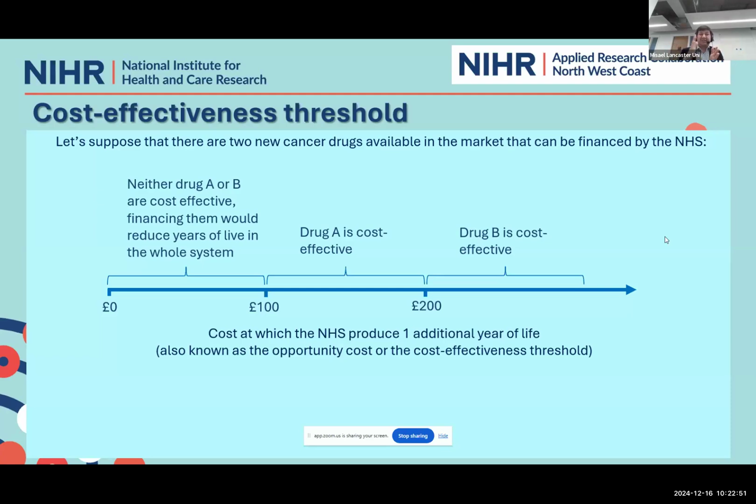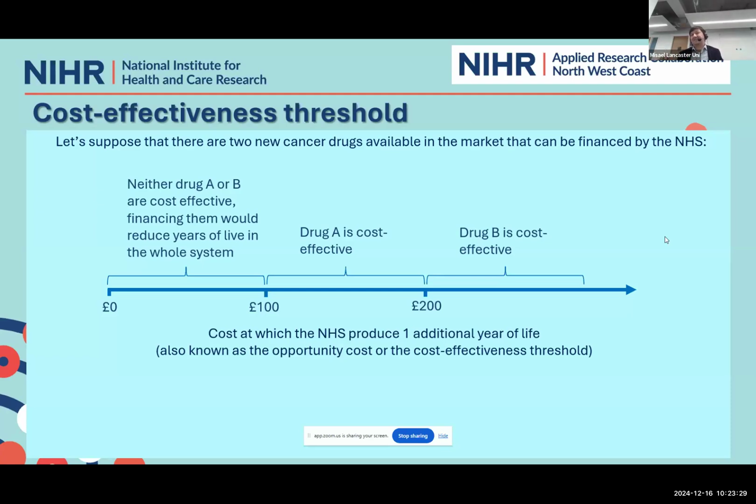From 100 to 200, drug A is cost effective, which means it will produce more years of life than the NHS overall, and also than drug B, because drug B from 150 will have a positive cost effectiveness value, but they still will be lower than drug A. And then for values higher than 200, drug B will be cost effective and will be higher than drug A. So the decision will change depending on the threshold.